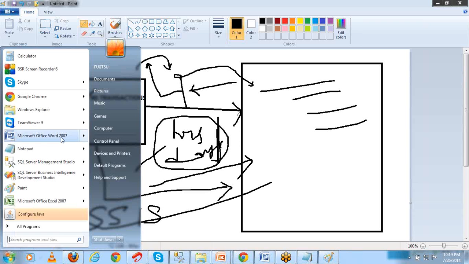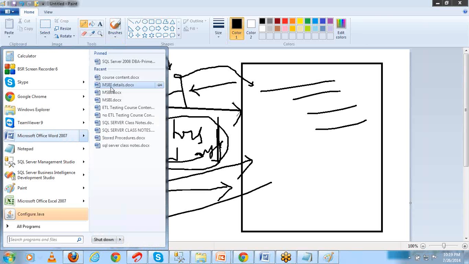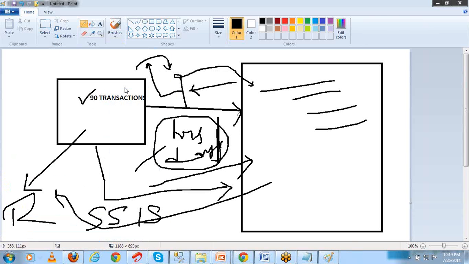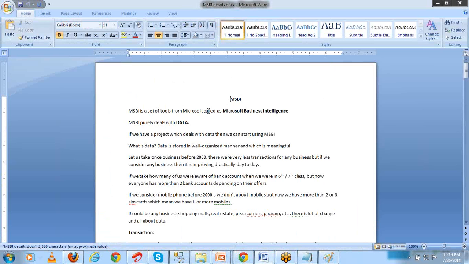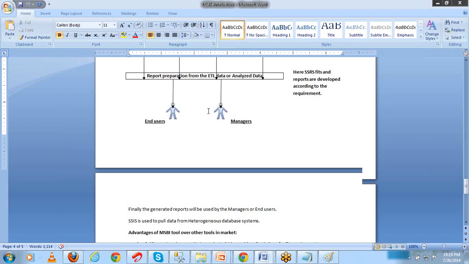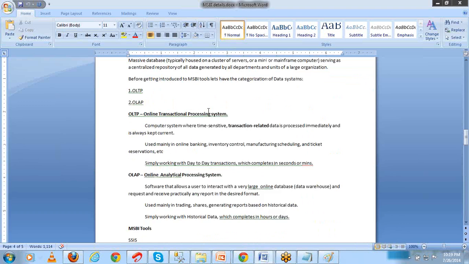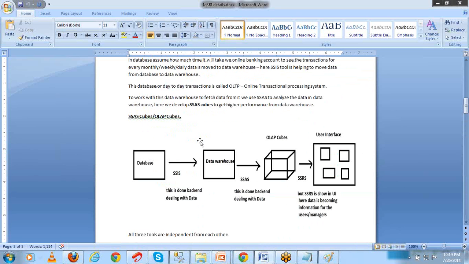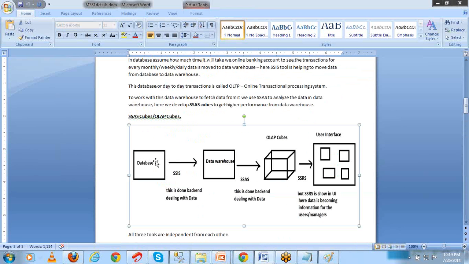Getting it? I'll show it in a better picture. Just now I prepared a document for one of my students and sent it. See here, this is the database. From the database, ETL is working, SSIS, and loading data into the data warehouse. From the data warehouse, what are we doing? We are analyzing data. How? Because it's very, very huge, we are using SSIS to build cubes.